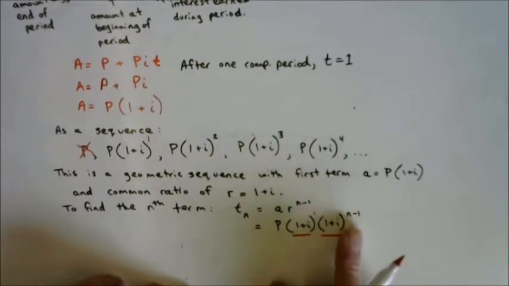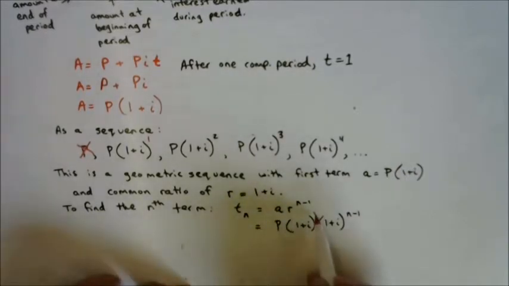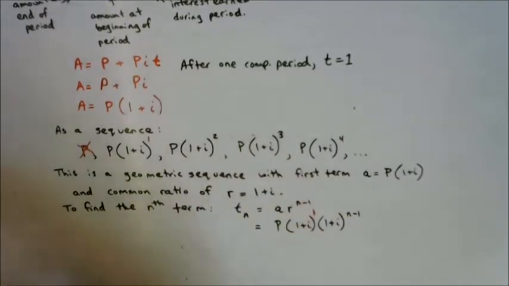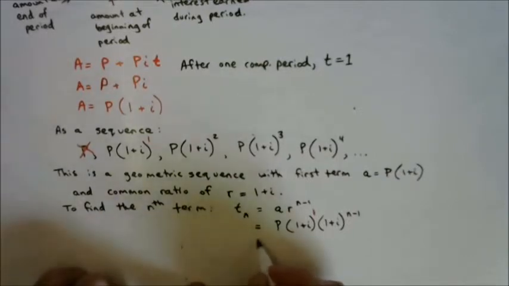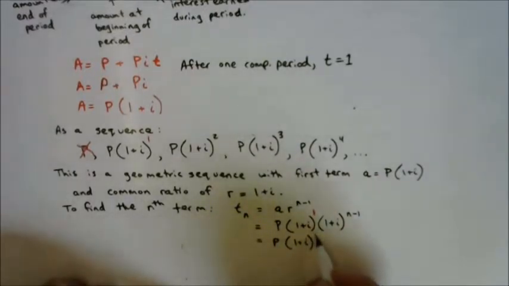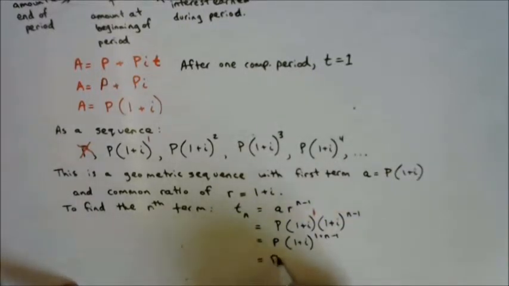So all we need to do here is use our product rule of exponents, which states that if we have two of the same bases multiplied together, we can add the exponents. So two more steps. This reduces to P times 1 plus i to the power of 1 plus n minus 1. All we did was add the exponents, 1 plus n minus 1. And now if we reduce that exponent, 1 minus 1 is 0, and we're just left with n up there.